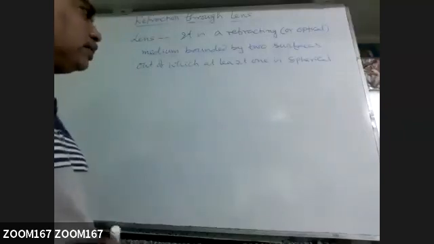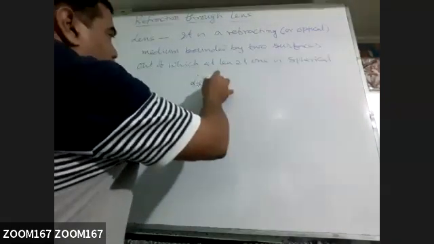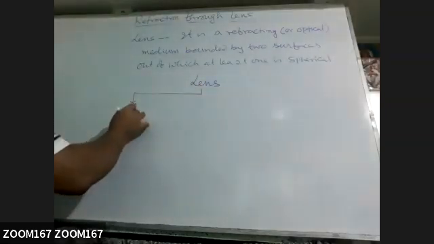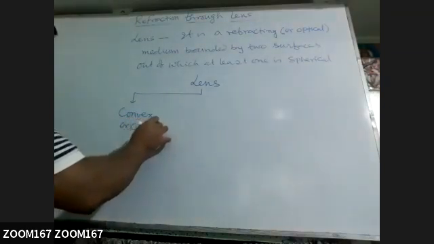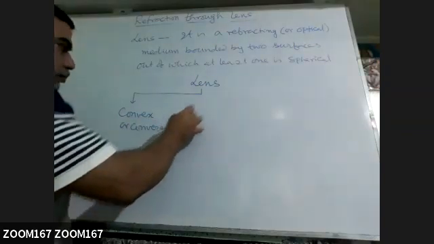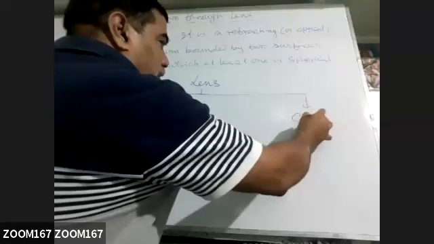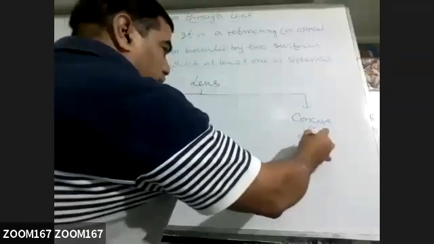In class 8 also we have done lens. So this lens is of two types. You know them: convex, or we call it converging. The other is concave or diverging.